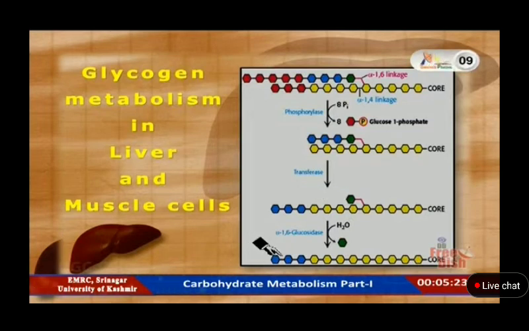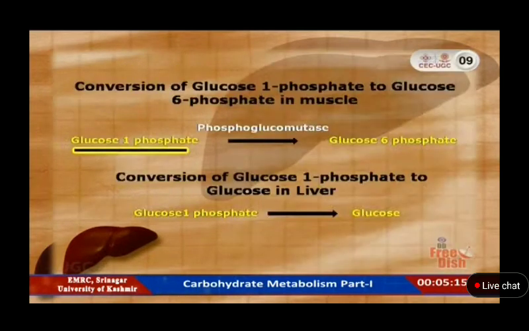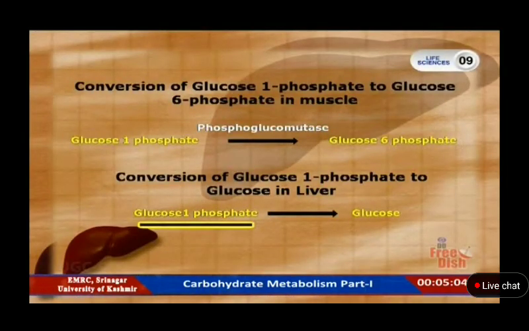Now glycogen phosphorylase again starts phosphorylysis from the newly elongated chain. The glucose 1-phosphate produced is converted to glucose 6-phosphate in muscles, and this glucose 6-phosphate can enter into glycolysis, and the glucose 1-phosphate produced in the liver is converted to glucose and is released in the blood.